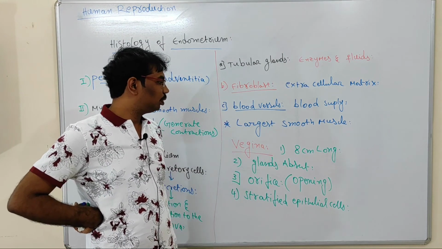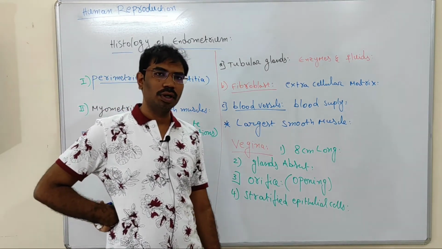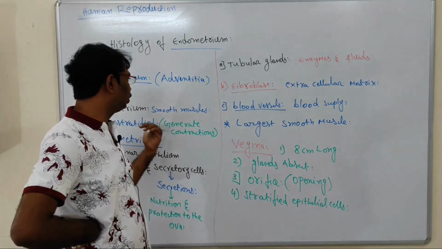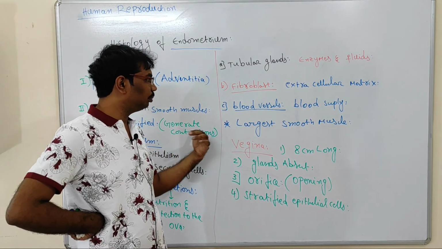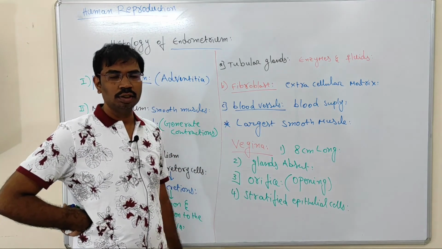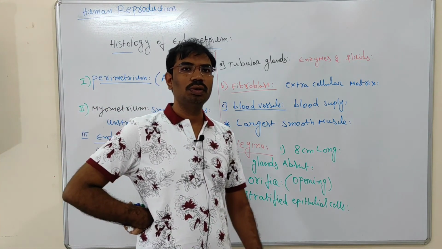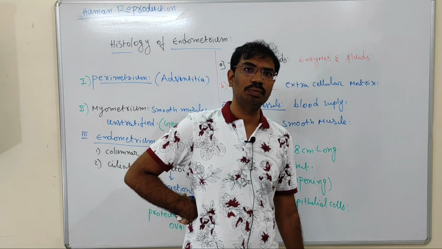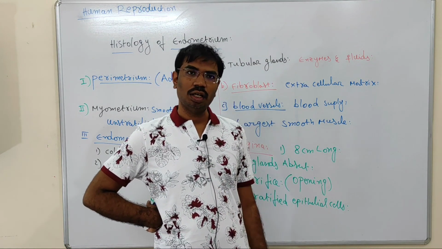So this is about the structure of the female reproductive system. In the last class we discussed up to the endometrium. In today's class I revised the histology of the endometrium, then I explained the vagina. In the next class we will discuss the external genitalia of the females.